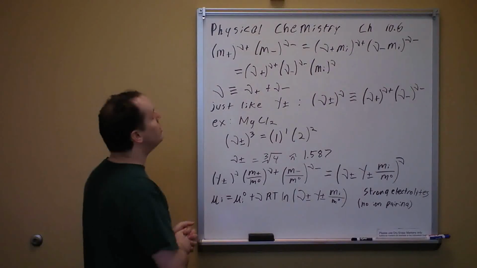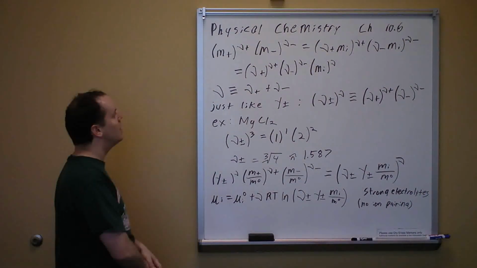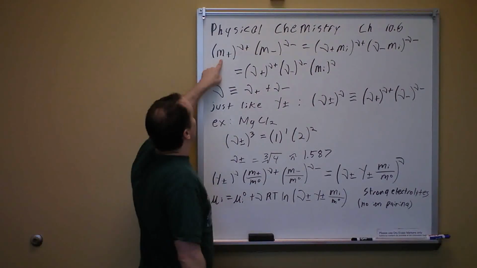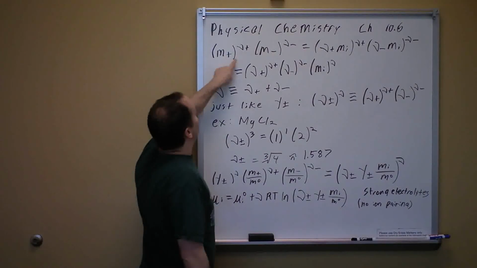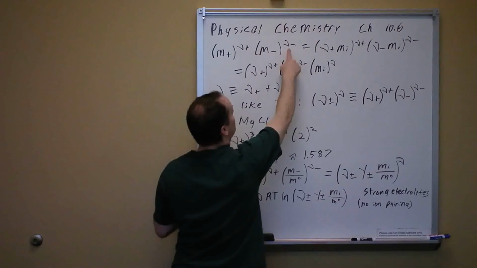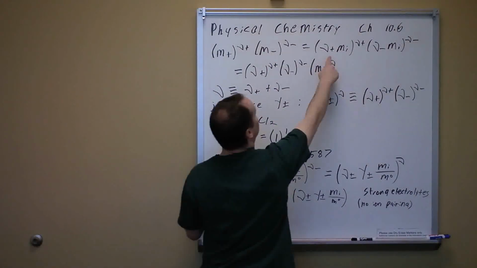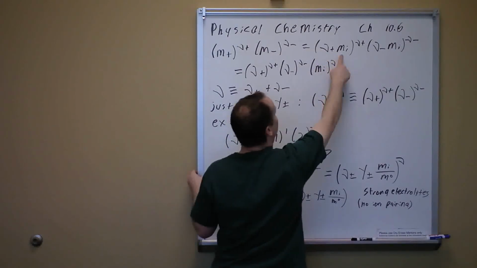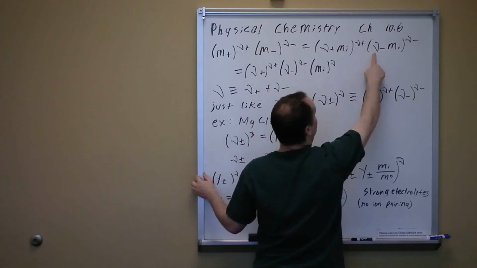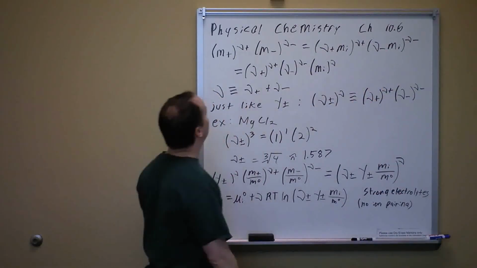Continuing on physical chemistry, chapter 10. This is the last of section 6, actually. We're just finishing up electrolytes. So we showed before the molality of the cations to the nu plus power times the molality of the anions to the nu minus power is going to be equal to, substituting in what we did before, nu plus times the molality of the electrolyte to the nu plus power, times nu minus times the molality of the electrolyte to the nu minus power.